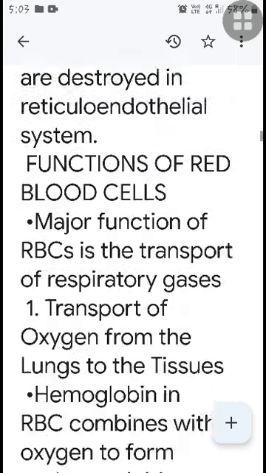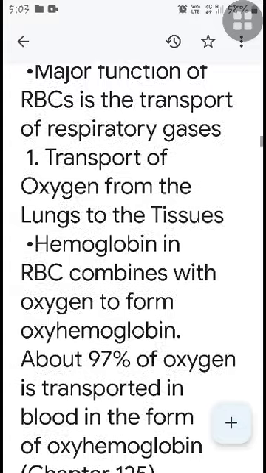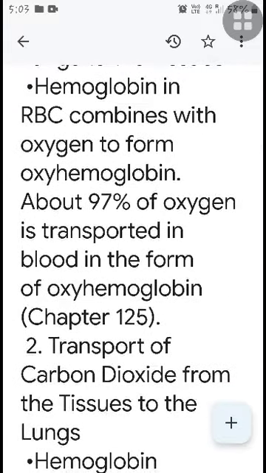Functions of red blood cells. The major function of RBCs is the transport of respiratory gases. 1. Transport of oxygen from the lungs to the tissues. Hemoglobin in RBC combines with oxygen to form oxyhemoglobin. About 97% of oxygen is transported in blood in the form of oxyhemoglobin.